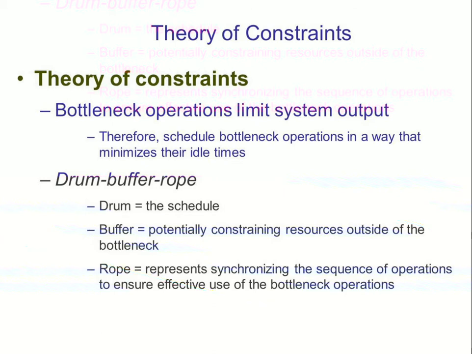We often hear this term drum buffer rope as a framework to address when you have a constraint. The drum is just the schedule, and when we're talking about drum, it's not talking about something you wind things onto. It's talking about a drum, a musical instrument, where it sets the rhythm of the operation. A buffer is an area where we can gather up materials, and it's normally just outside of the bottlenecks, downstream of the bottlenecks, so that the remaining operation can continue to flow while the bottleneck operation catches up. The rope is the sequencing, or how we pull things through the operation.